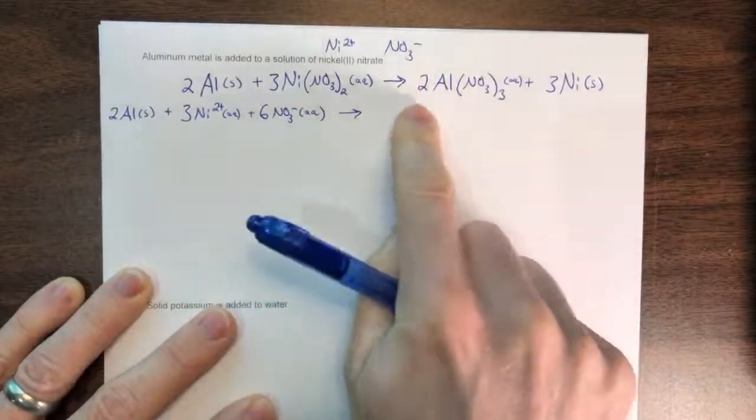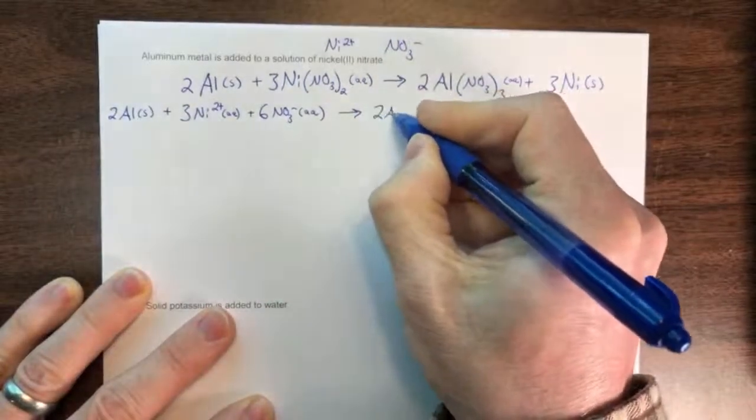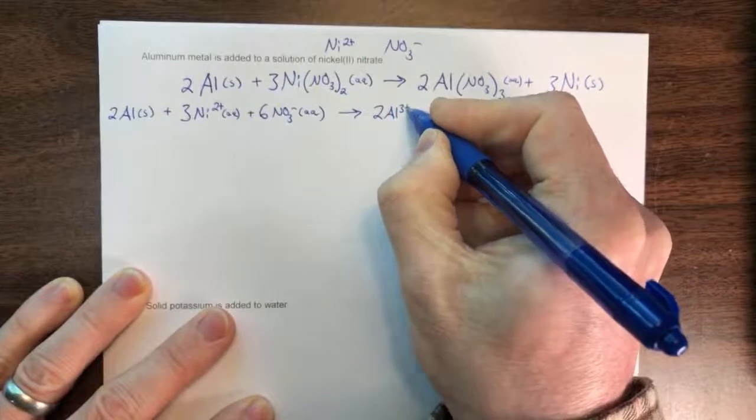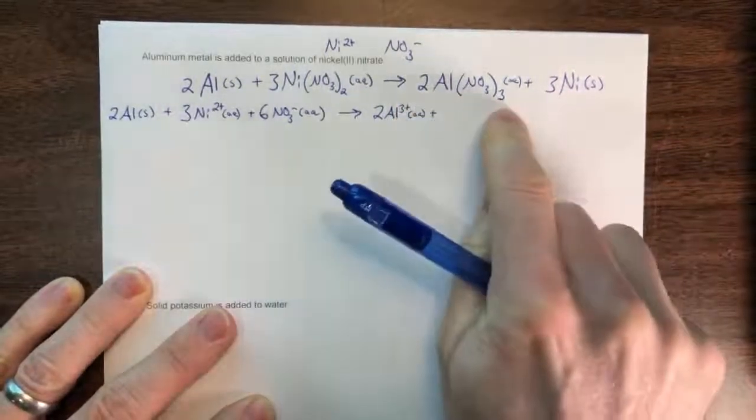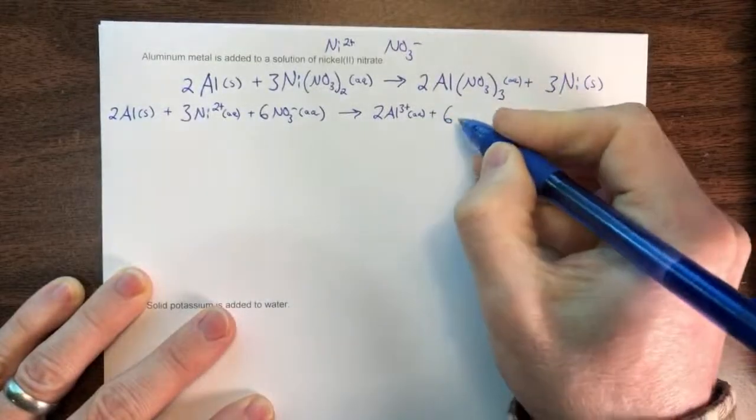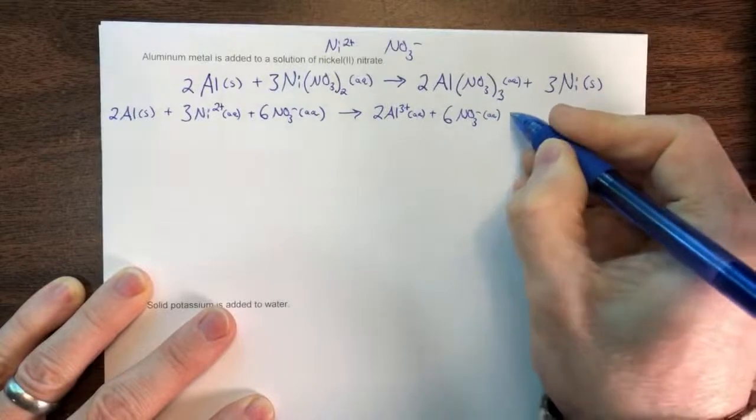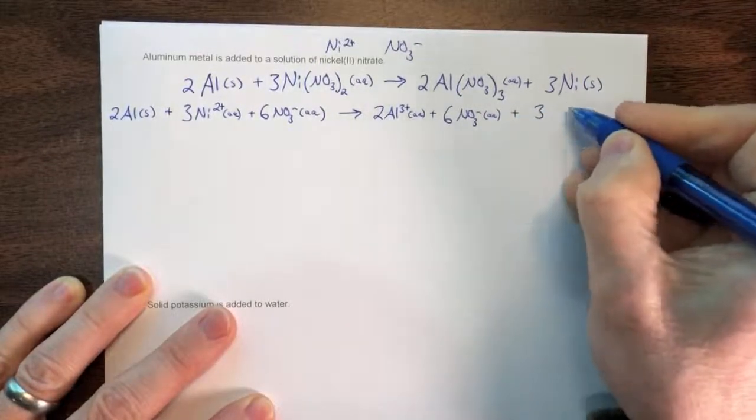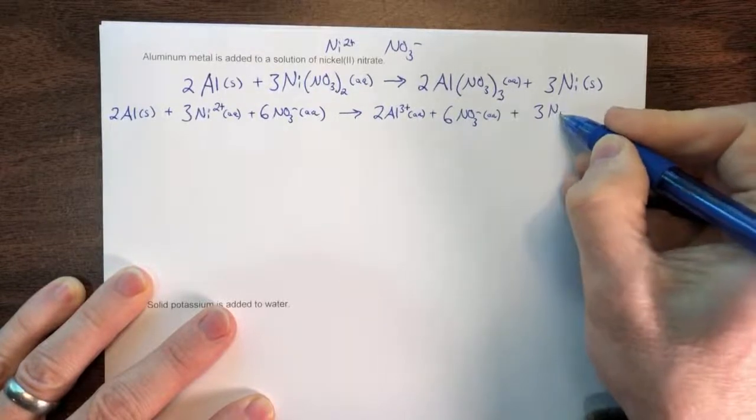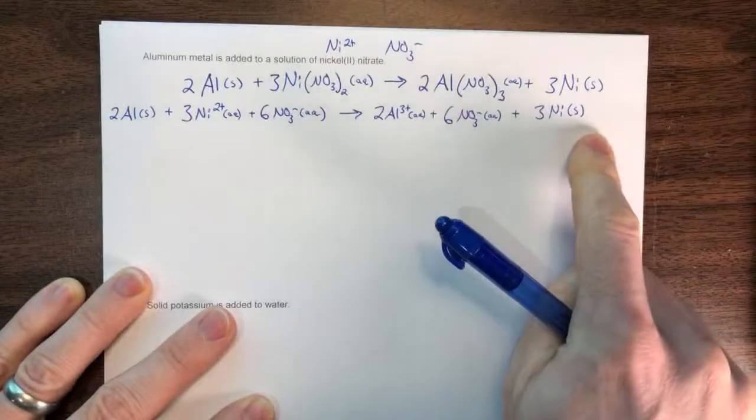And on the right side we have 2 aluminums, so 2Al3+, and we have 2 times 3, or 6 nitrates here, and we have 3, this doesn't change, right? It's a solid, so it doesn't change, 3Ni(s). Okay, so that's our full ionic equation.